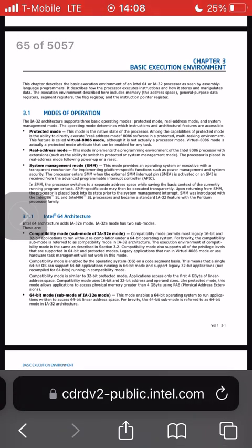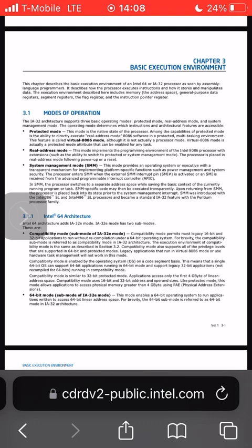In SMM, the processor switches to a separate address space, while saving the basic context of the currently running program or task. SMM-specific code may then be executed transparently. Upon returning from SMM, the processor is placed back into the state prior to the system management interrupt. SMM was introduced with the Intel 386 SL and Intel 486 SL processors and became a standard IA-32 feature with the Pentium processor family. 3.1.1 Intel 64 Architecture.